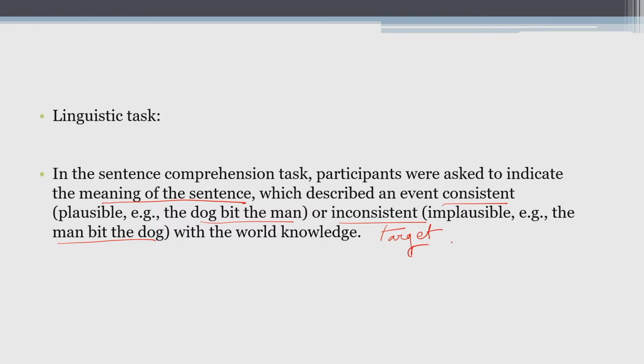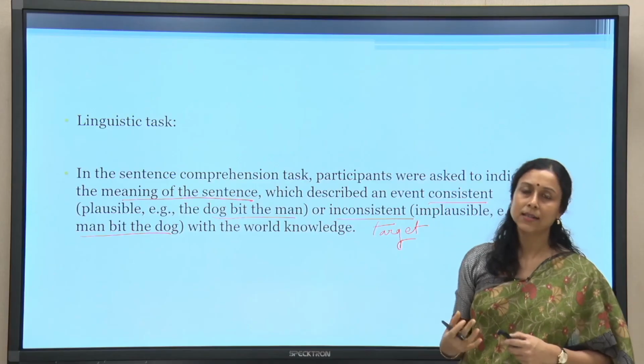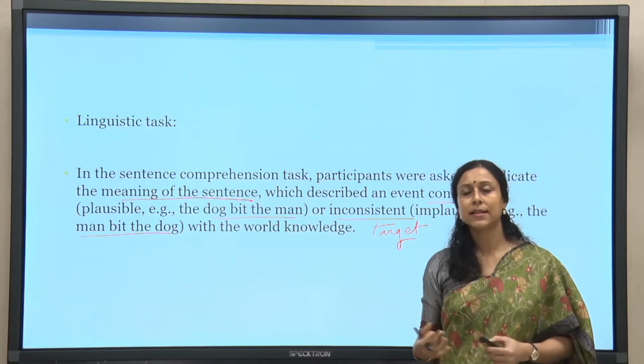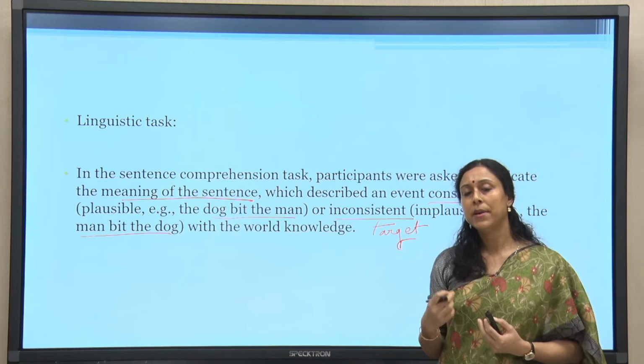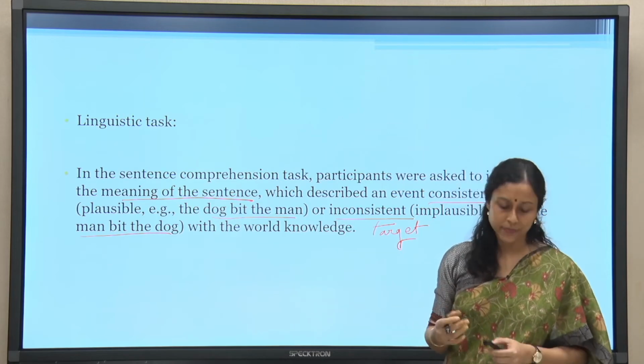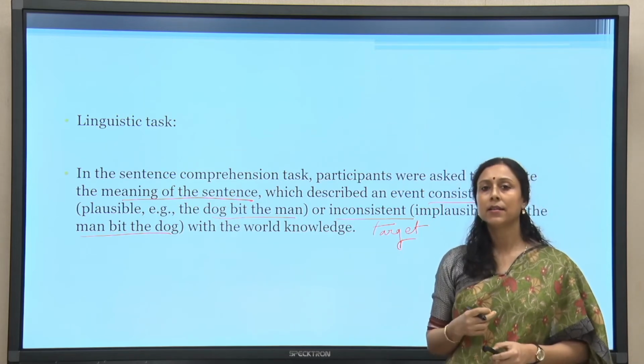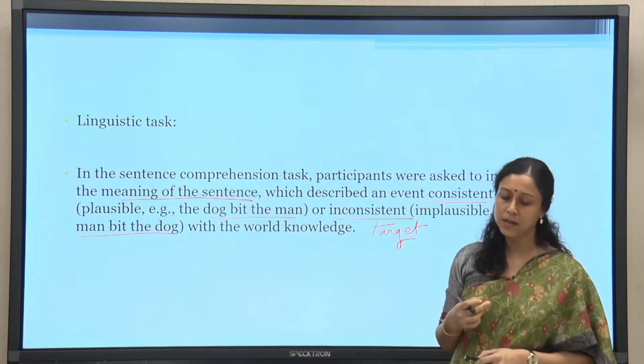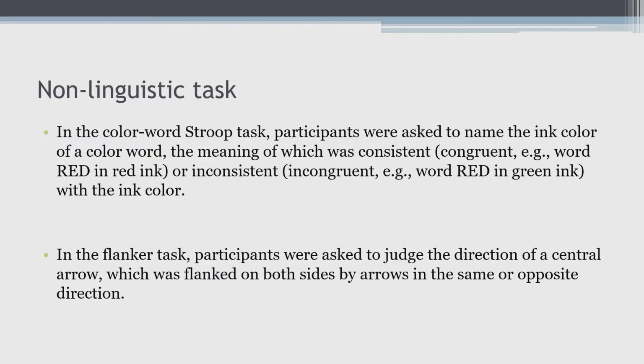In the case of the dog bit the man, that is normal, there is no conflict to resolve, but in the inconsistent situation there is a conflict. What is the conflict? There is a meaning to the sentence that the man bit the dog. Simply there is a lexical meaning of each of the words and thereby the meaning of the sentence, but that meaning does not really match with the real world scenario. This was the linguistic task.